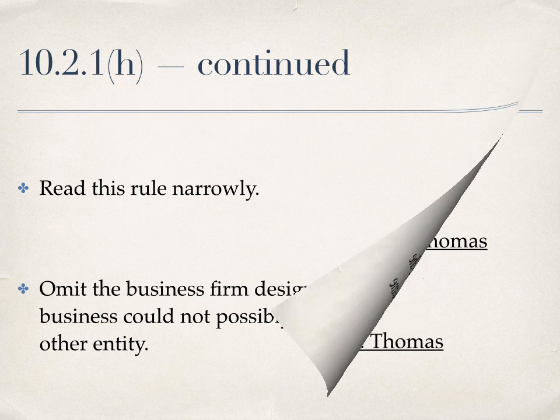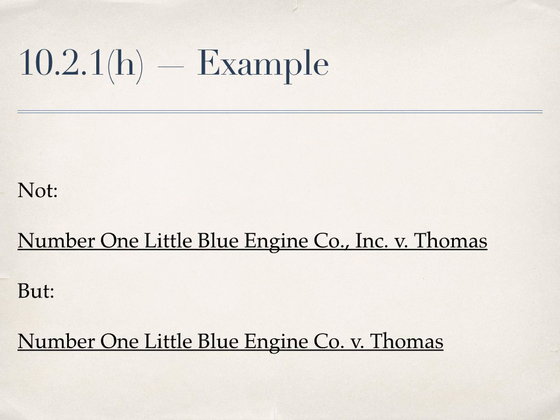Here's an example. In the first case name, we see that the party name includes both company and incorporated. Looking back at 10.2.1h, we see that both incorporated and company are specifically listed in the rule as duplicate business designations that will allow us to eliminate the second designation. Therefore, the case name becomes Number 1 Little Blue Engine Company, cutting out the incorporated you see in the first example.